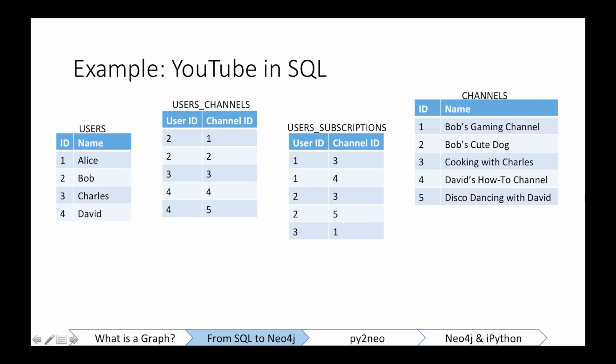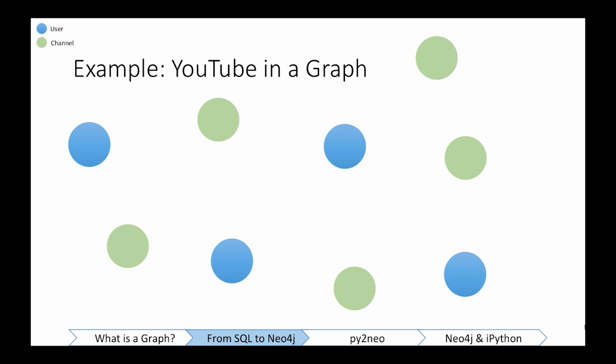And not unrelatedly, it's hard to look at this data model as we have it right here and figure out how Charles is related to David, because it could be that Charles subscribes directly to a channel that is operated by David, but it could be that Charles subscribes to a channel that is operated by someone else who subscribes to a channel that is operated by David. So things like that, where you have a variable length question, you don't know if it's one step or four steps away.